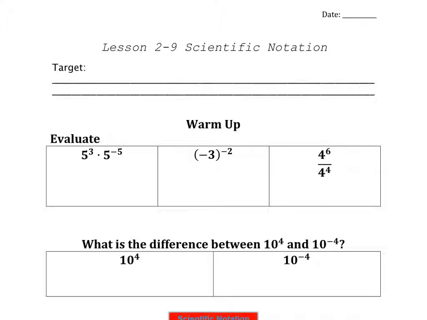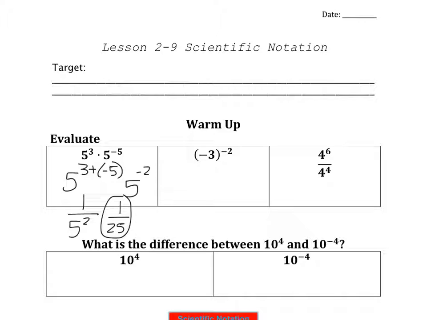Today's lesson, we're going to do a little warm-up from yesterday and the day before. When you multiply with the same base, you're going to add the exponents. So we're going to have 3 plus a negative 5, so it'd be 5 to the negative 2. When I want to change that to a positive exponent, I'm going to have 1 over 5 squared, and then 5 squared is 25, so 1/25.